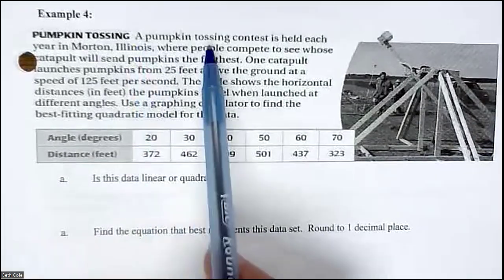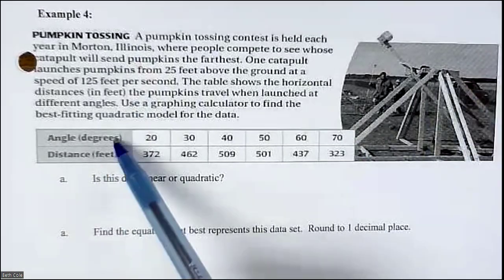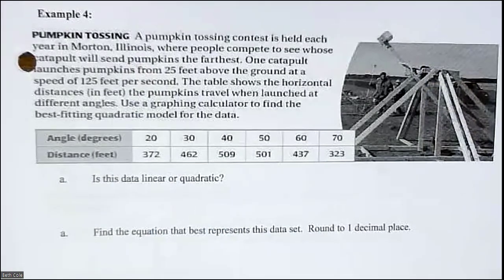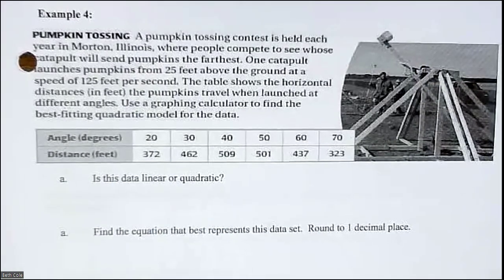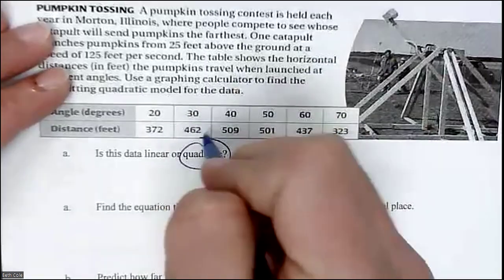This one is about pumpkin tossing. So you've got this pumpkin tosser, look at that, it's launching pumpkins. So you have the angle in degrees that it's angled at, and then the distance that it goes. Now, before I type this in, do you think it's going to be linear or quadratic? Quadratic, because the pumpkin goes up and comes down. Yeah, okay. So it is going to be quadratic.